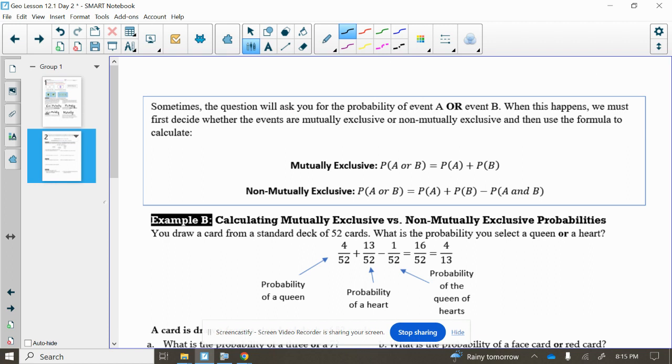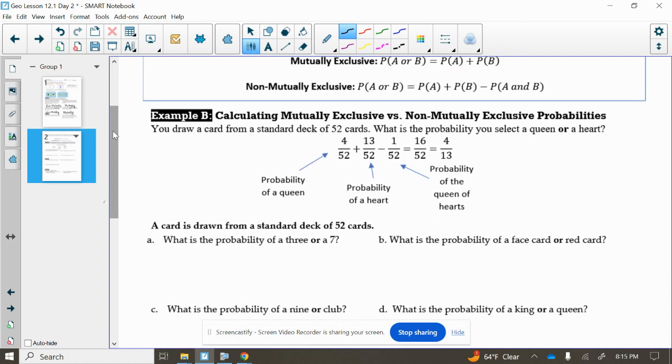On the next page, then, we talk about finding the probability of either event A or event B. So, first, we need to decide: is this mutually or non-mutually exclusive? Then we can decide on which formula to calculate. So, for instance, with our mutually exclusive events, we can just add those two probabilities together, versus our non-mutually exclusive, where we need to subtract away the probability of the overlap from their individual sums.